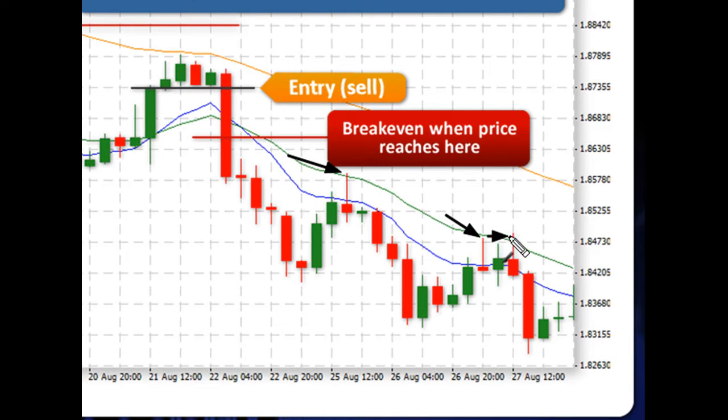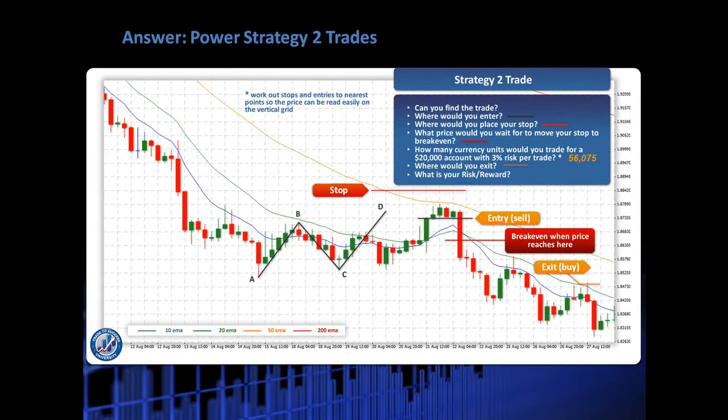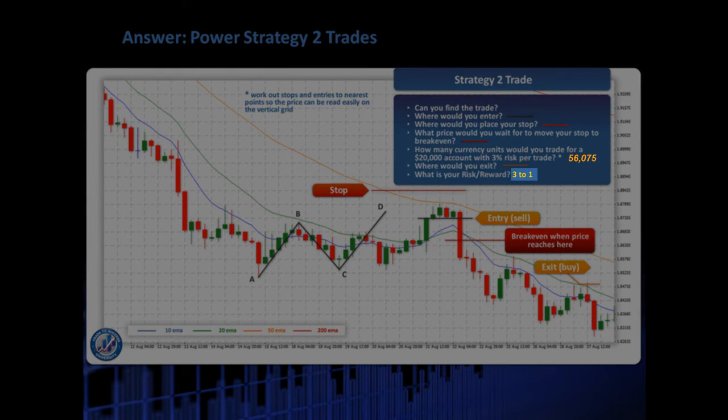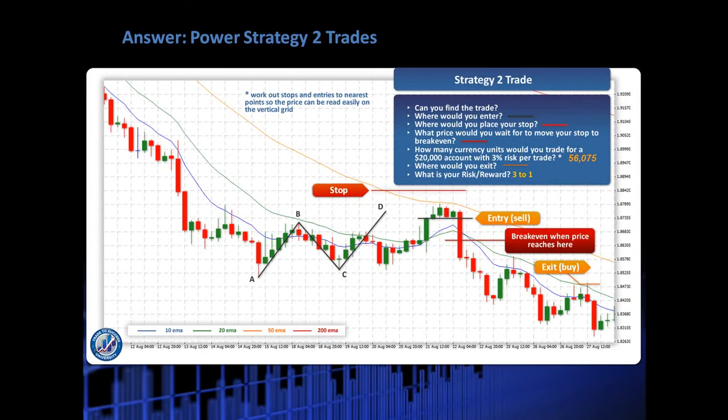And then we see that price spikes up and stops us out when price breaks the pivot high that we had our stop above. So we would exit here. We would buy back our position at a profit. Our risk reward? Well, if you look at the distance between the entry and the stop and the distance between the entry and the exit, we have a risk reward of around about 3-to-1. Now remember, we're talking about where the entry should be and where the stop should be in order to get the right risk reward.